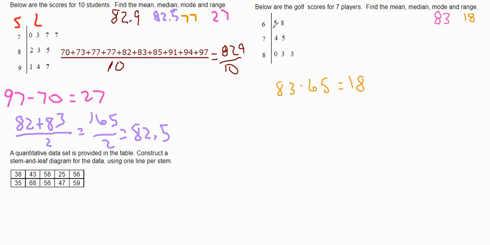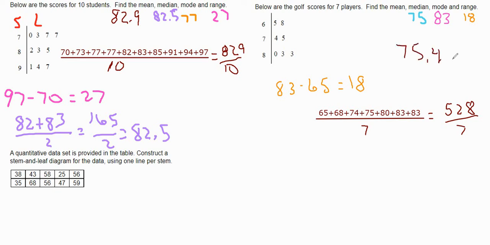The median is going to be the middle number, and since there are an odd number of numbers there, 7, we don't have to average the middle 2. So 65 cancels out with 83, 68 cancels out with 83, 74 cancels out with 80, and we're left with 75. And again, to find the mean or the average, we're going to take all the numbers, add them up, and divide by how many numbers there are, which is 7. So adding all the numbers in the numerator, we're going to get 528. 528 divided by 7 is about 75.428. So if we rounded that to the nearest tenth, it'll tell you what to round it to, we would get 75.4.